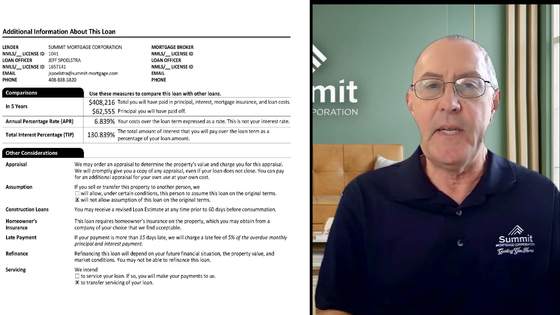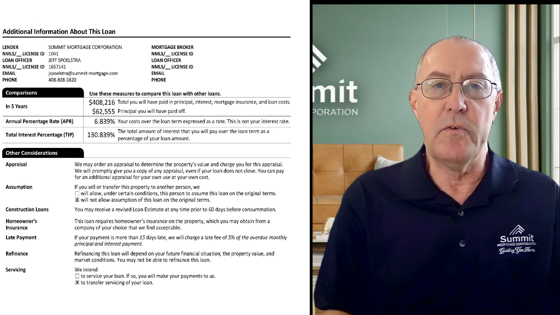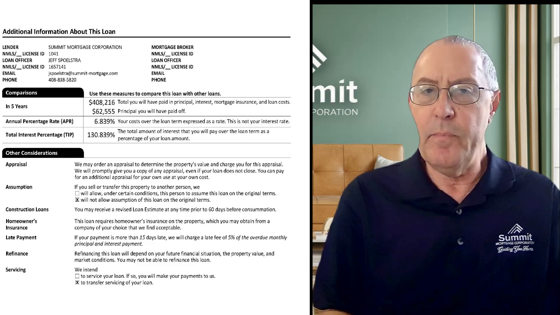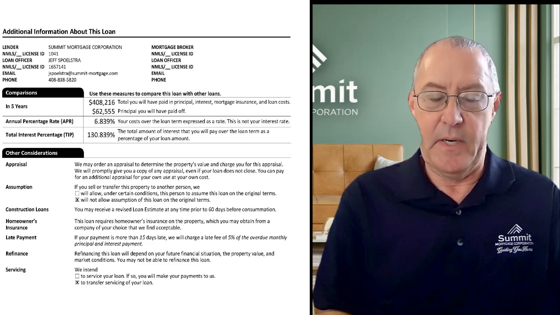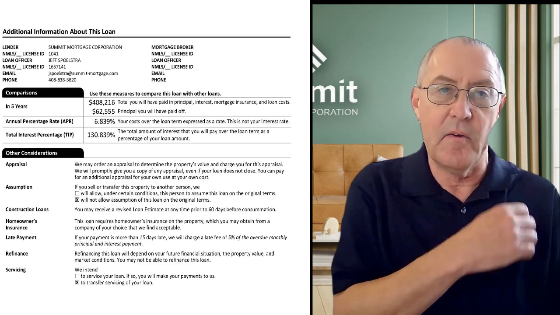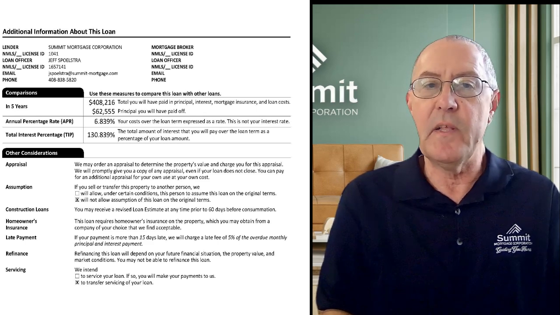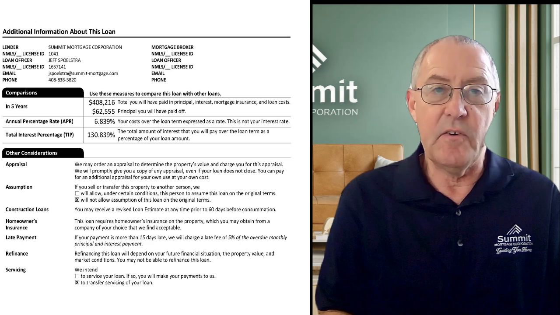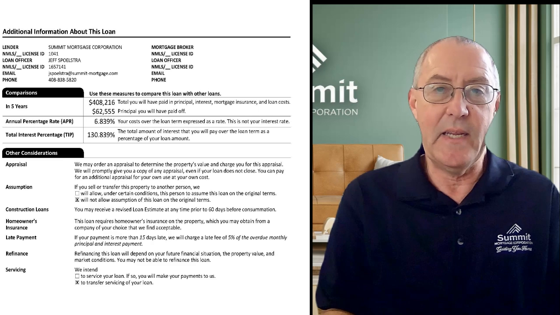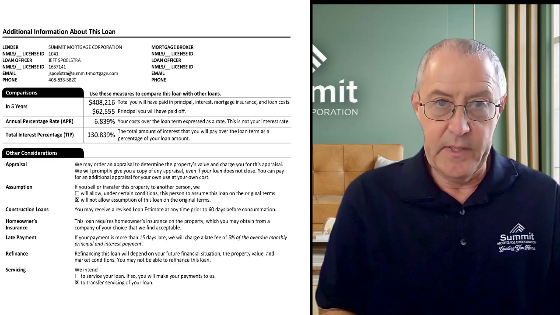Right, top of the page, a reiteration of who you're working with, who's giving you this loan, who your loan officer is, the contact information, their licensing information. The important part is the comparison section, because this is what you're going to use to compare with other lenders' LEs. So what you're going to see there is a number that says in 5 years, if you get this loan, how much total will you have paid in principal, interest, mortgage insurance, and loan costs? There's going to be a number there.